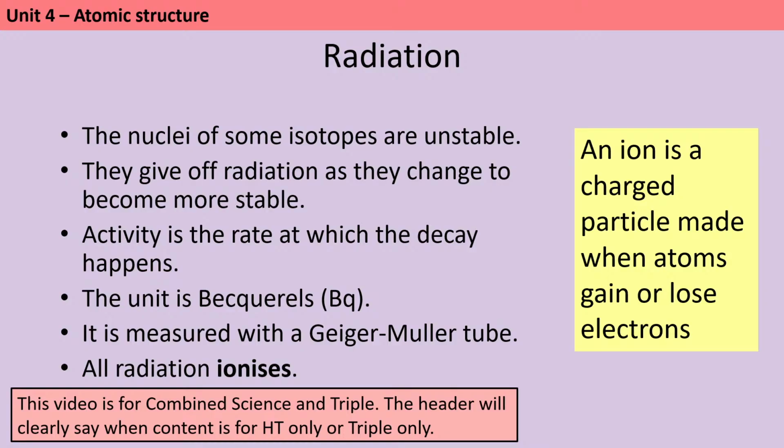As that decay happens and the alpha particles or beta particles or gamma rays are given off, we describe the rate at which that decay happens as activity, which is measured in becquerels. You can measure this with a piece of equipment called a Geiger-Müller tube or a Geiger counter. All of these different kinds of radiation ionize, which means they turn other atoms into ions by removing their electrons.